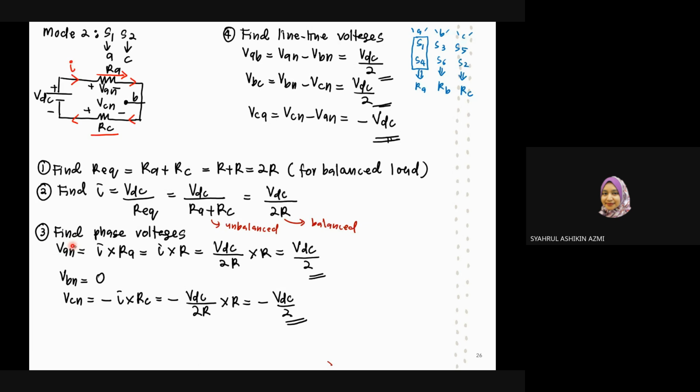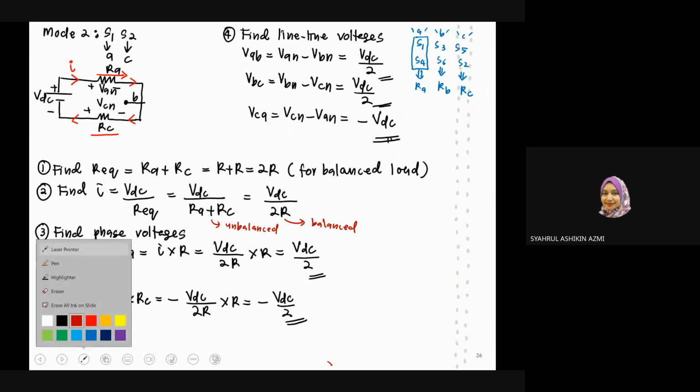Next, step number 3, find the phase voltage. VAN, we will get VDC over 2. VBN is 0, and your VCN, you will get negative VDC over 2. As for line-to-line voltage, VAB is also VDC over 2, VBC is also VDC over 2, and VCA is negative VDC. So make sure you are able to substitute all the values from step 3 inside here, so that you'll be able to get this answer for the line-to-line voltage.